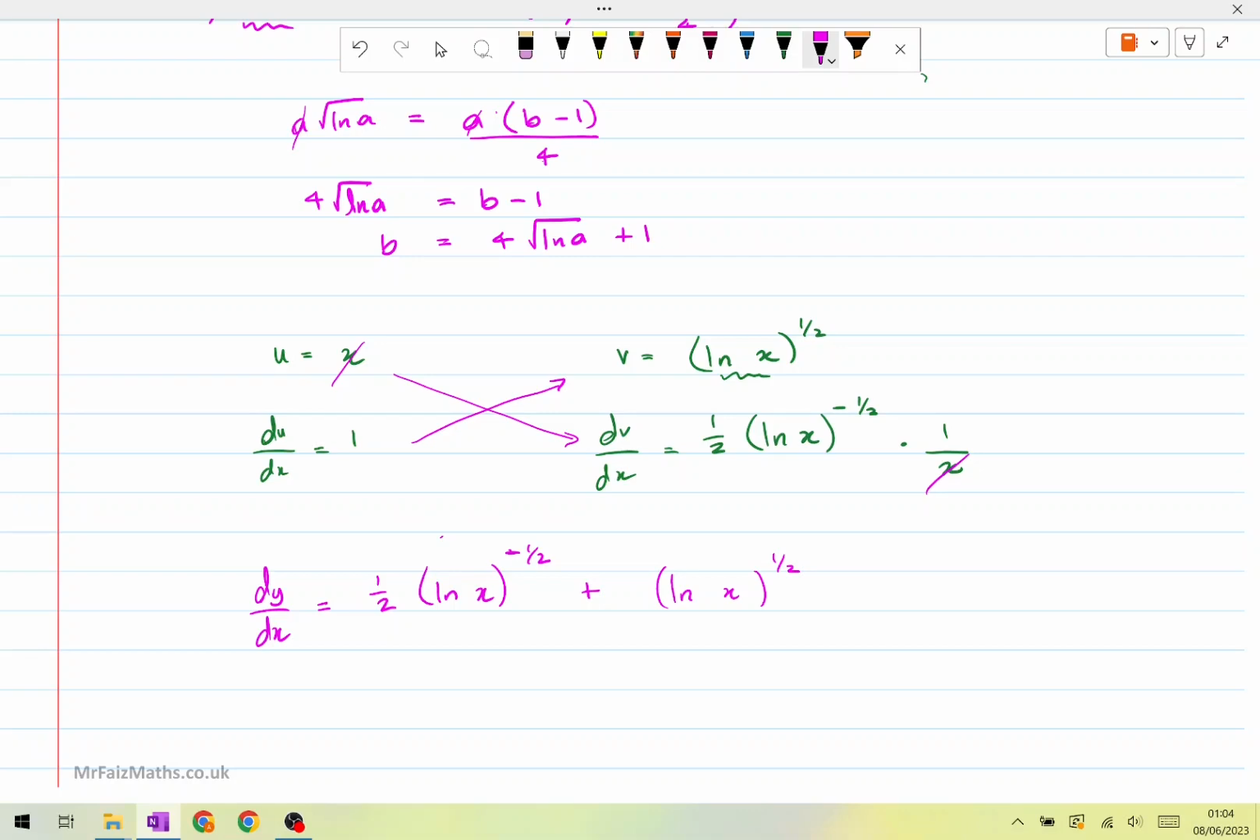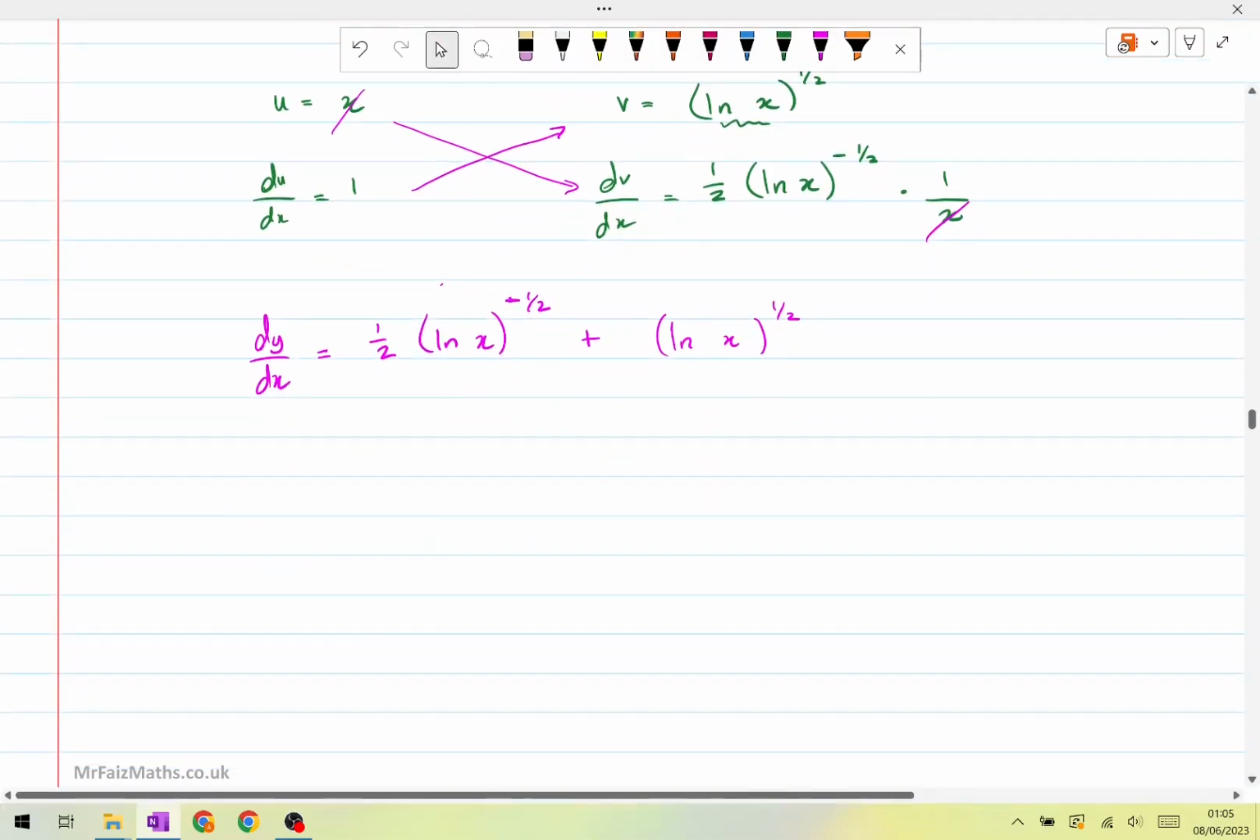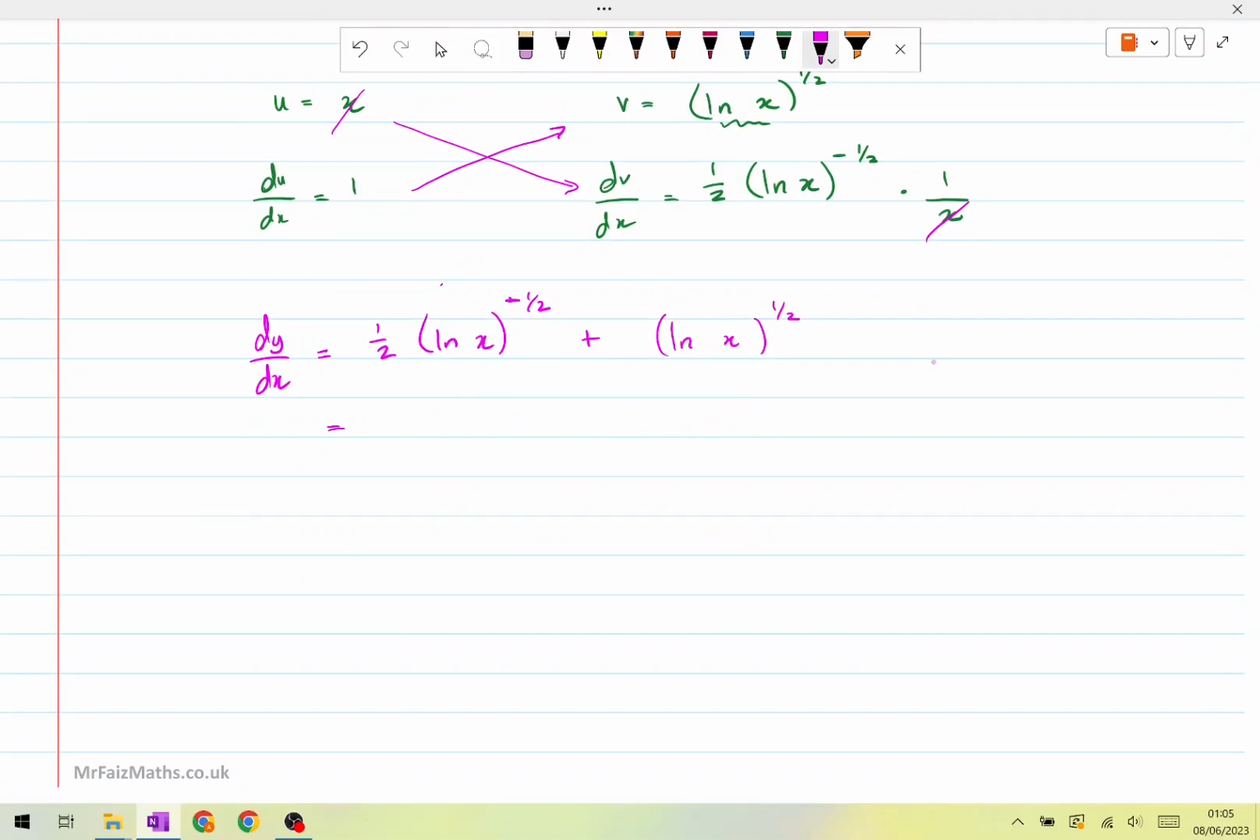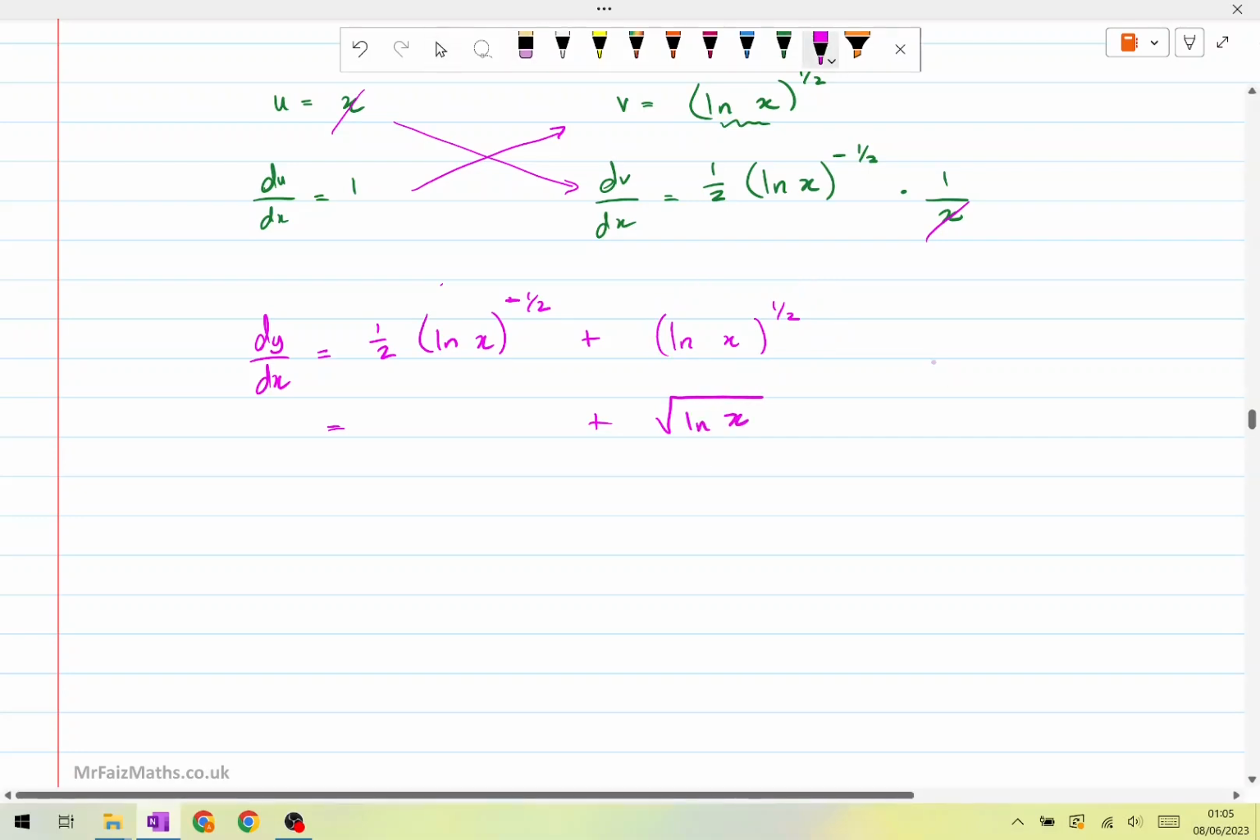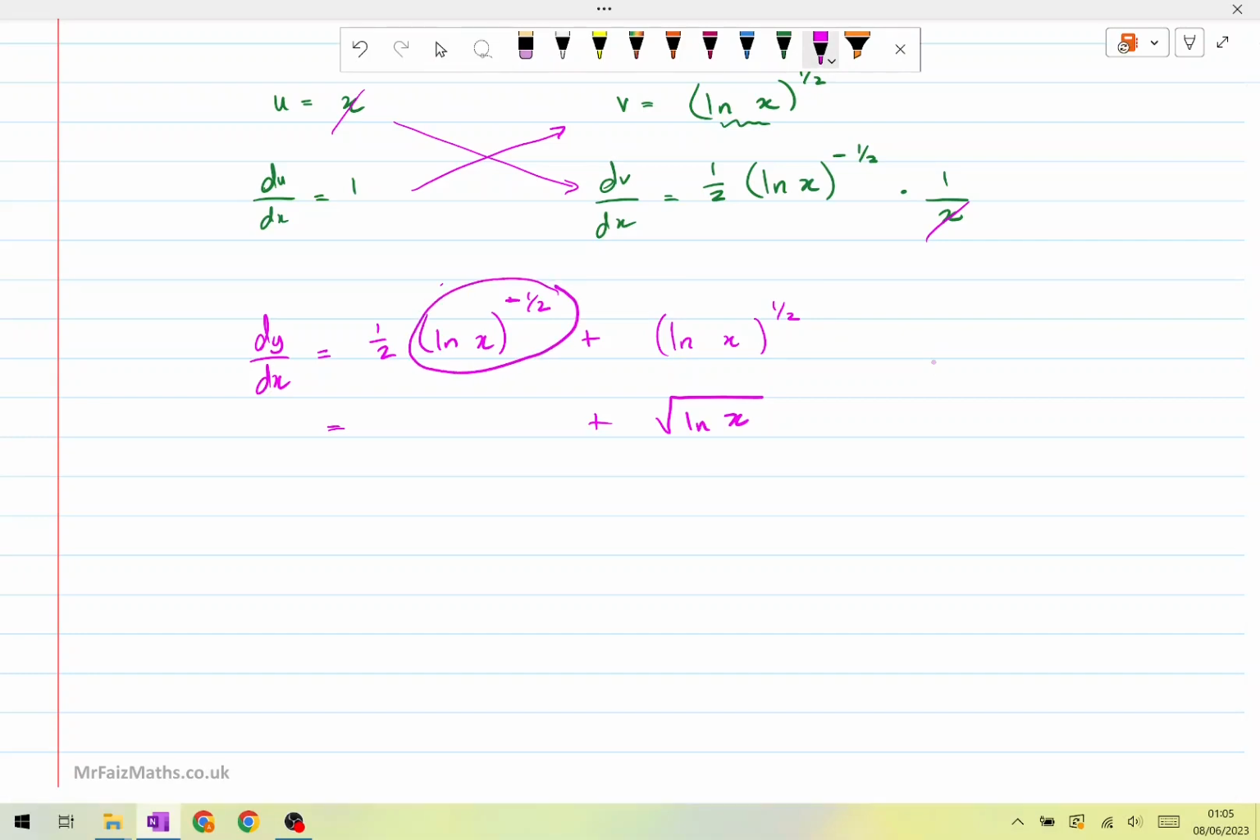Now I can put this back into square root form, so I will do that here. Ln x to the power half is just the square root of ln x. The first bit here, to the power minus half, is the same as writing 1 over ln x to the power half, which becomes the square root of ln x. So this bit can be written as 1 over 2 square root ln x. So this is what dy over dx is.